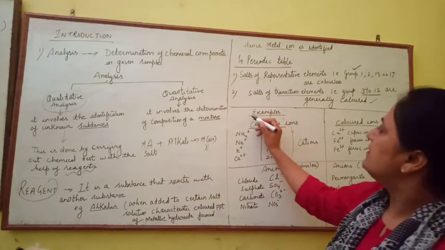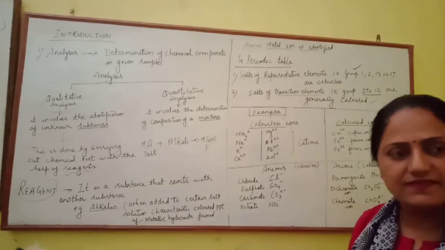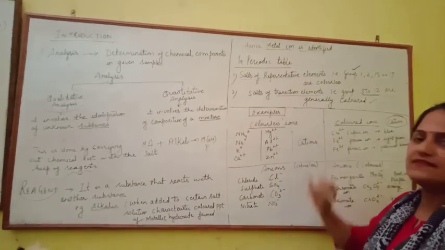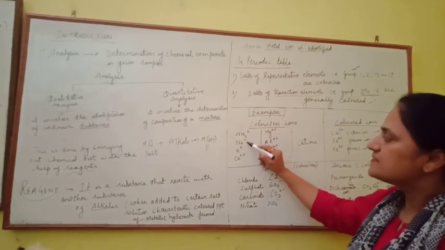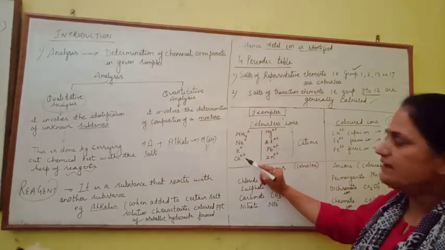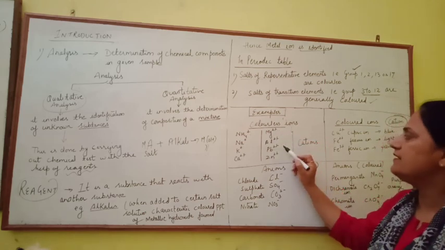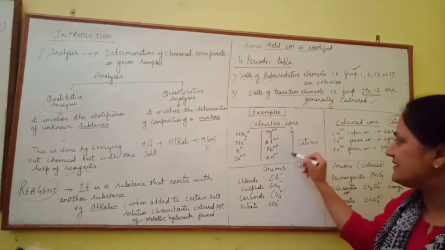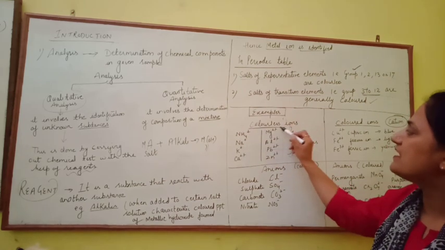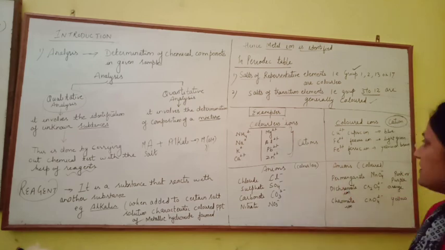So, let me show you the examples of colored and colorless ions. The colorless ions are like ammonium ion, sodium ion, potassium ion, calcium ion, magnesium ion, aluminium ion, lead ion, zinc ion. So these are the cations which are colorless.